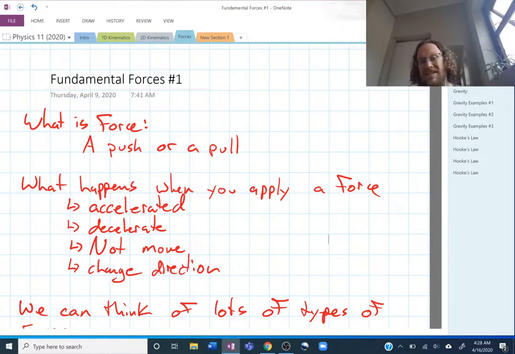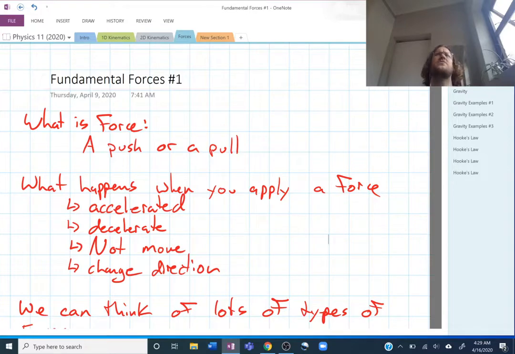So a bunch of different things can happen if you apply a force to an object. If you imagine pushing against a book on a table and it starts from rest and starts to move, it must have changed the velocity, so it must have been accelerated, so you can accelerate things. You can imagine if you're running as fast as you can and you run into something like a brick wall and come to a rest, you've stopped, so you were moving and then you've stopped moving, so you've decelerated.